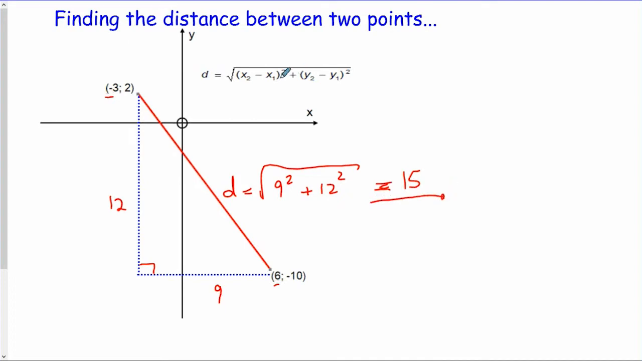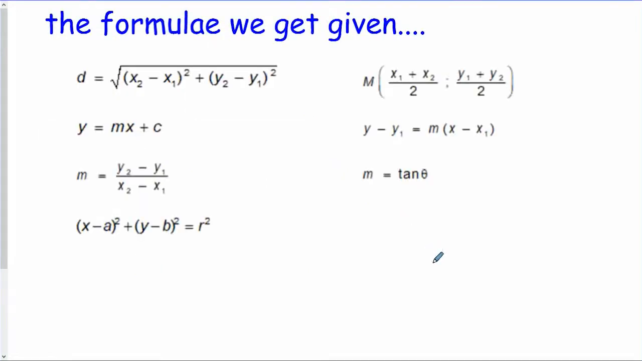If you prefer to use the formula that gets given to you, you're most welcome to do so.